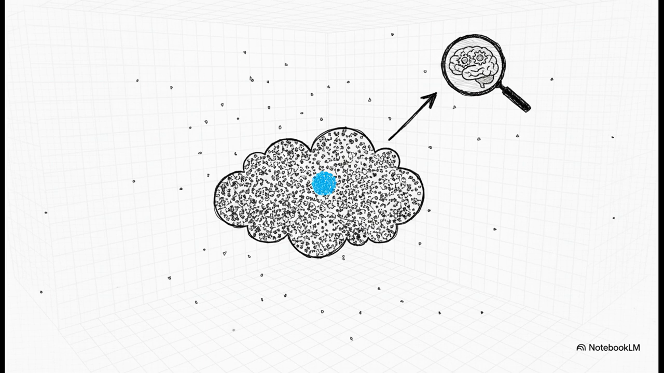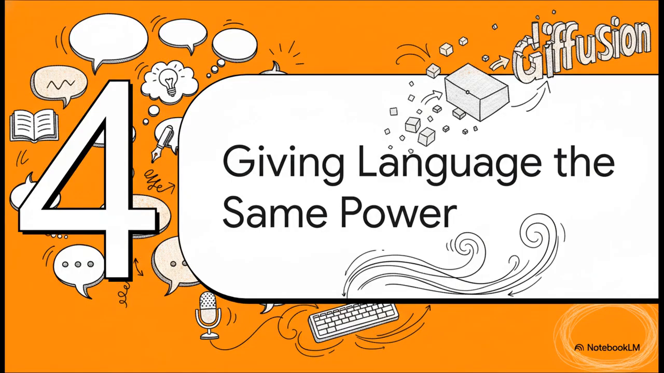Now, the experts call this a probability distribution, but you can just think of it as the zone of stuff that makes sense. The entire goal of a generative AI is to learn the exact shape of that map, so it can generate new things by picking new spots inside that real zone. Okay, so we've seen how this works for images, right? It's a pretty powerful idea.